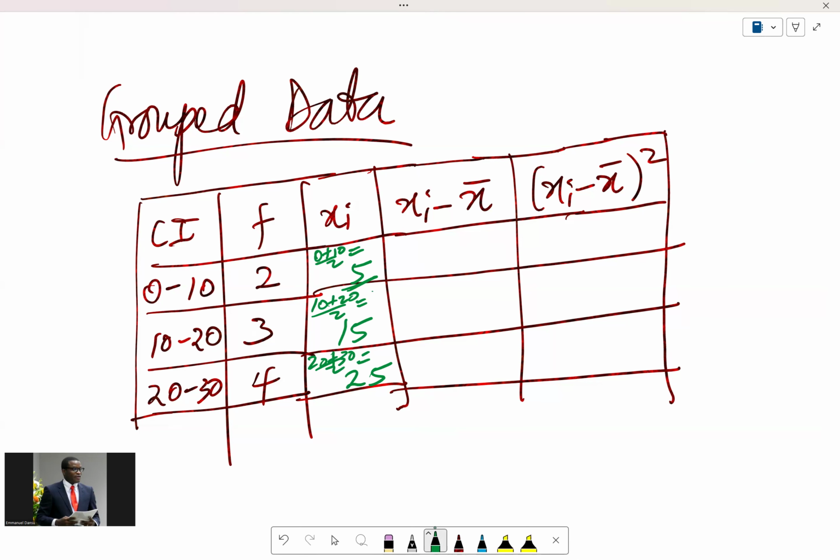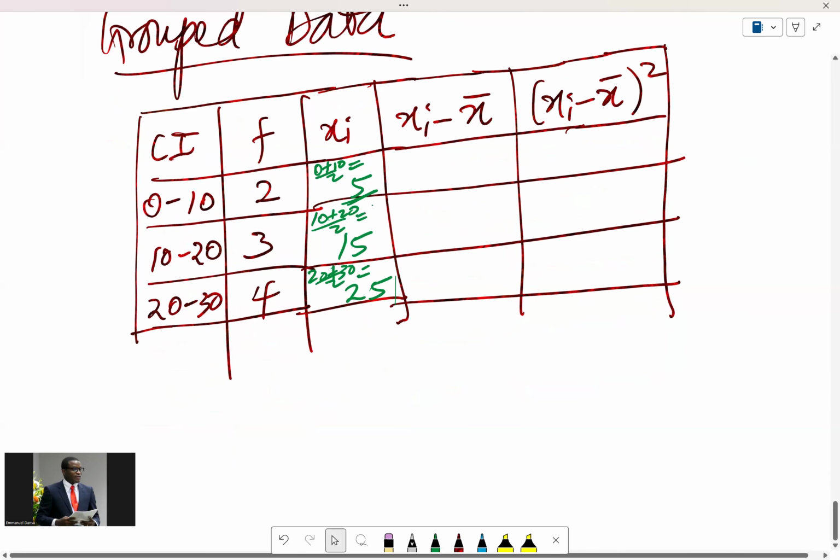So the next thing is, these are the x values now that we need to use: 5, 15, and 25. But then we need x bar at this point. And in this case, since we have a frequency kind of thing, to get x bar is actually summation f of xi all over summation f. So that means we need summation f itself. That's the total frequency. 2 plus 3, 5. 5 plus 4, that is 9. That's the total frequency there.